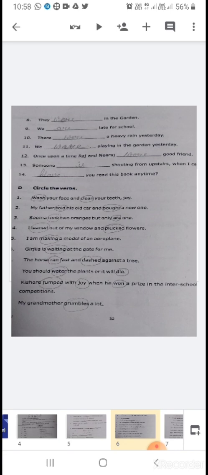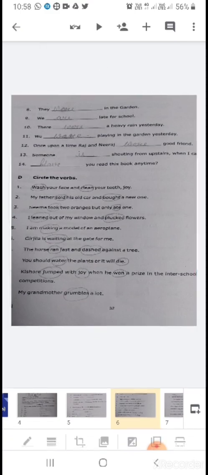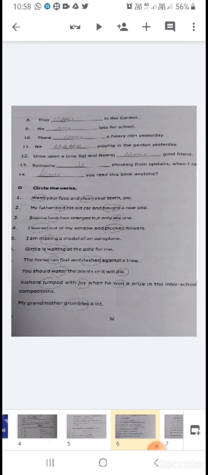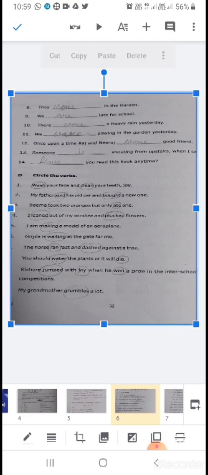Third is Seema took 2 oranges but only ate one. Here took and ate are the two verbs. Now the fourth is I leaned out of my window and plucked flowers. So here leaned and plucked both are the verbs. Now sixth, Girjila is waiting at the gate for me.